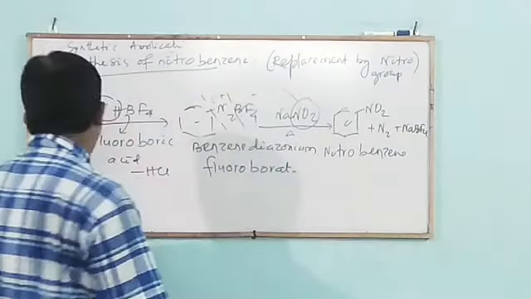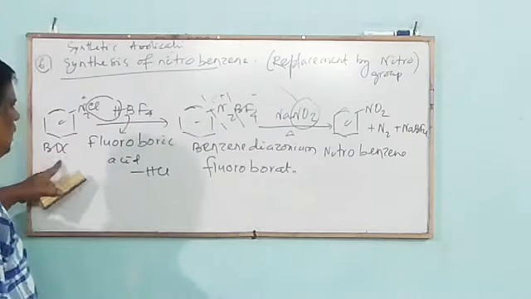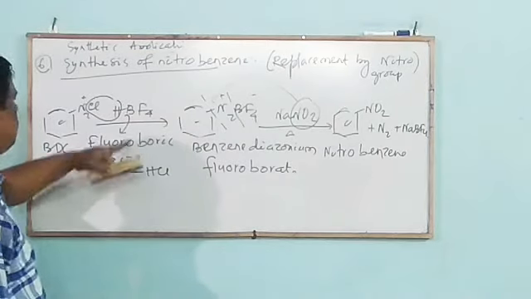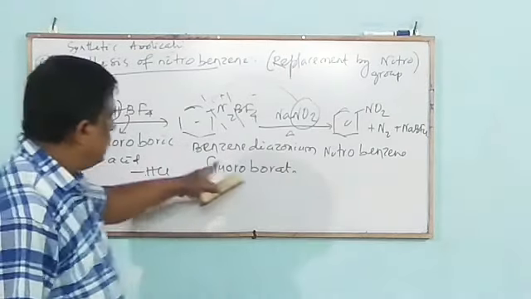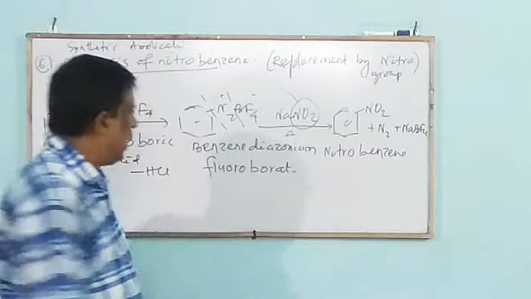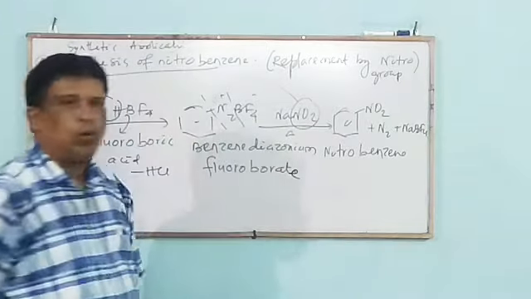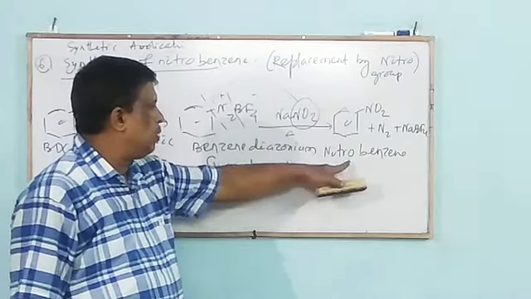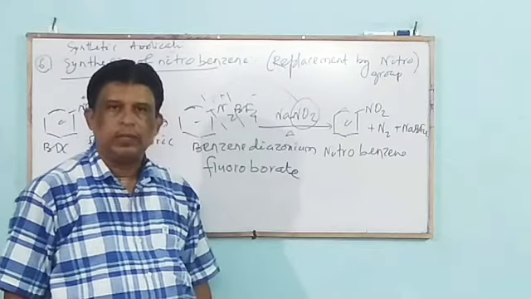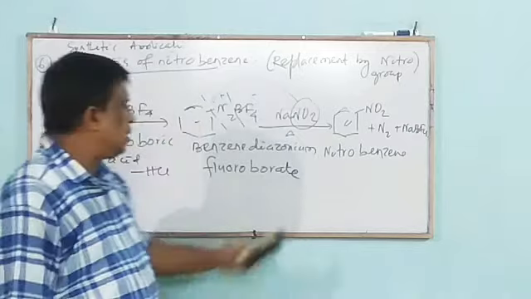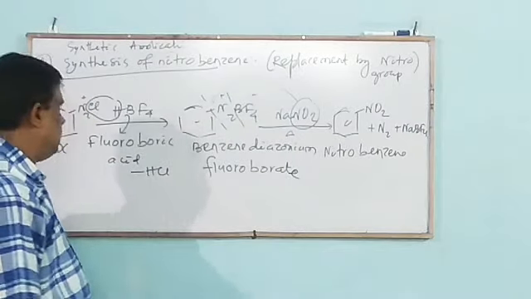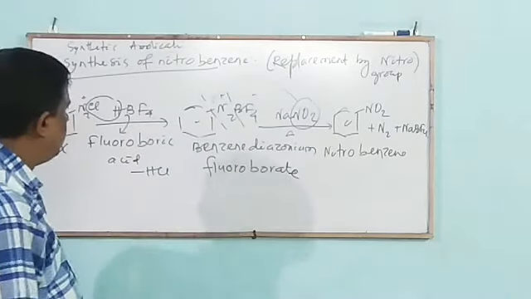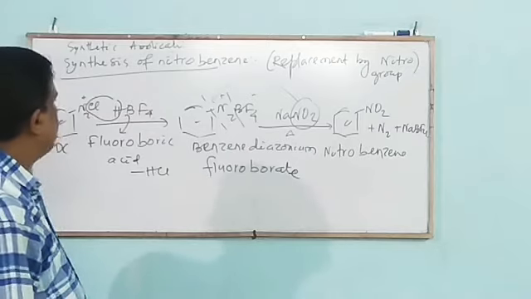Mark that. I repeat again. When benzene diazonium chloride is heated with fluoroboric acid, benzene diazonium fluoroborate is formed, which is again heated with sodium nitrite to form nitrobenzene. It is the preparation of nitrobenzene. So chlorobenzene, bromobenzene, nitrobenzene, then fluorobenzene.